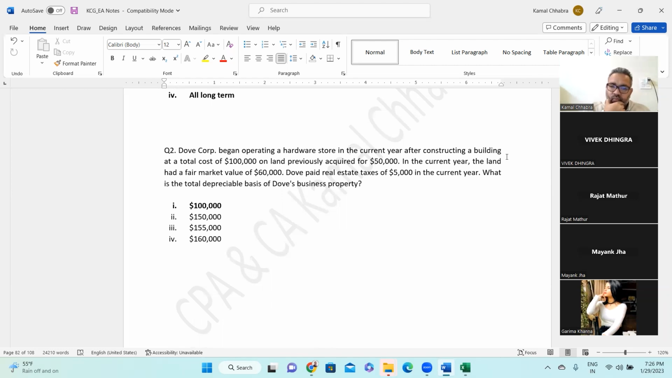What is the total depreciable basis? So basically, we have to tell which one is the depreciating asset or depreciating amount. So how much amount of depreciation needs to be charged? Sir, building is the only one I can see, the 1 lakh. Why not land or why not real estate tax? Sir, real estate tax and these are also depreciating. But you just told us in that example about registration fee, so I'll consider that real estate taxes are also not depreciating.